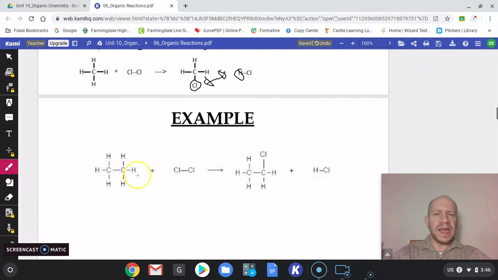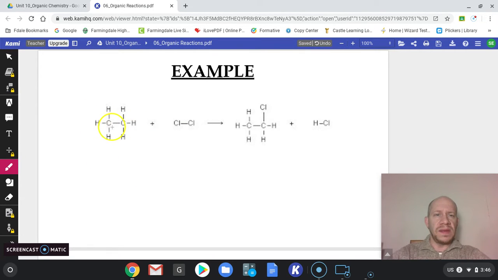A second example is, here is ethane, where we'll add our chlorine. And here we'll take one chlorine and switch places with one hydrogen. And therefore we have a substitution. And notice that our organic compound has only single bonds.